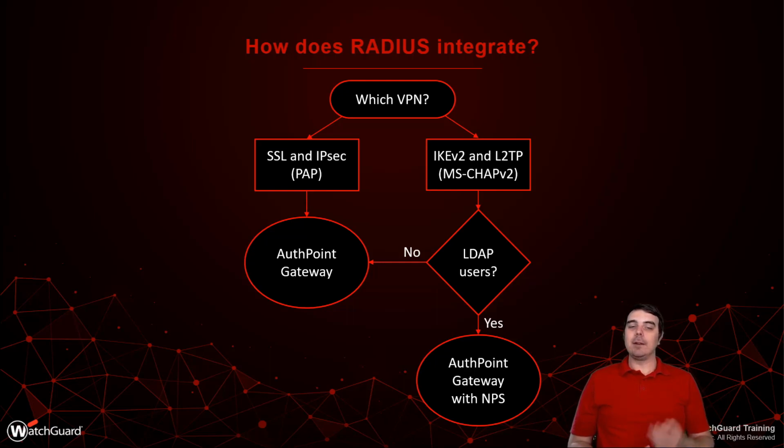When using the IKE v2 or L2TP VPNs, it depends on if the users that are connecting are coming from an LDAP environment like Active Directory. If you are only using users that have been created locally inside of AuthPoint, then you can simply use the AuthPoint gateway like before. However, if LDAP users are connecting to these VPNs, you will need to deploy a Windows Network Policy Server alongside the gateway to properly protect the VPN with MFA. In this video, we will just show Radius using PAP.